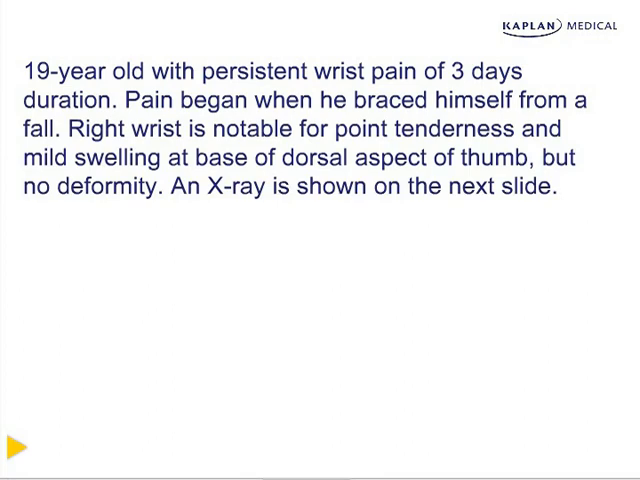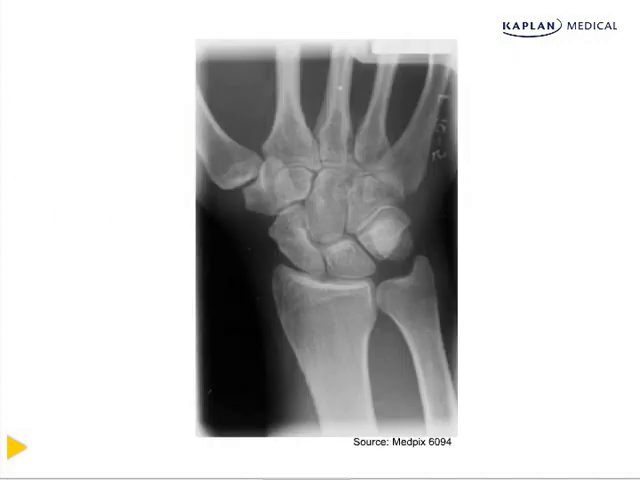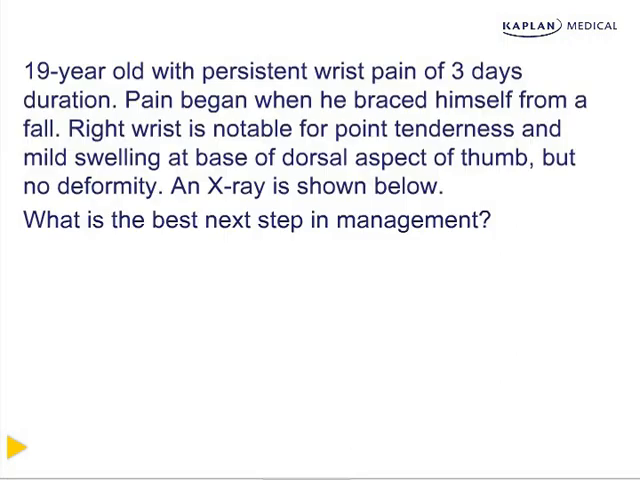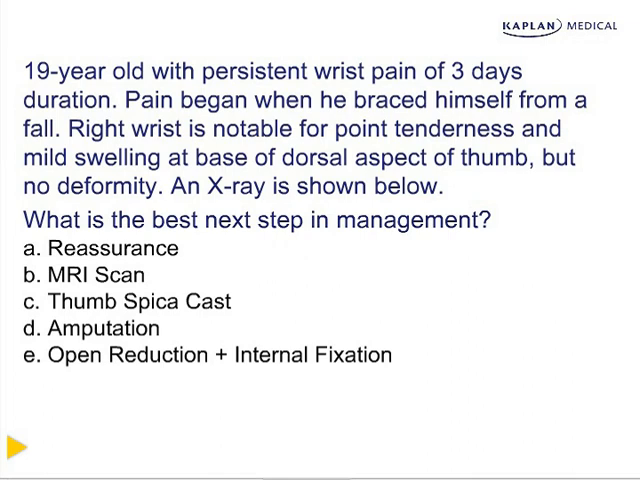Now, before we move on to discuss injuries of the forearm and hand, let's work through a clinical vignette. A young man has had 3 days of wrist pain after experiencing a fall. He has tenderness and swelling at the base of the thumb on the back of his hand, but no deformity is noted. His X-ray is shown on the following slide. What is the best next step in this patient's management? Is it A, reassurance, B, MRI scan, C, thumb spica casting, D, amputation, or E, open reduction and internal fixation?